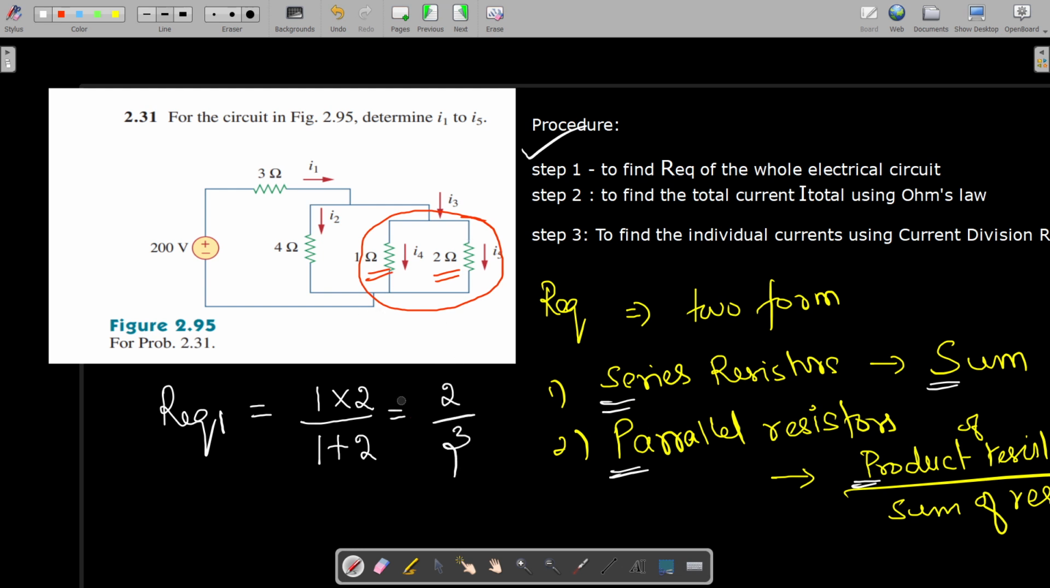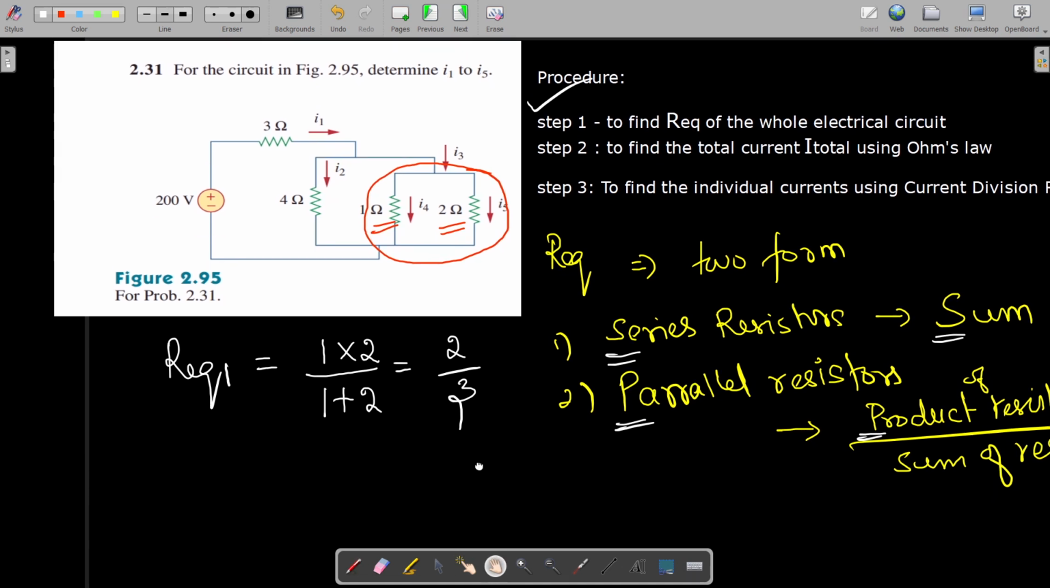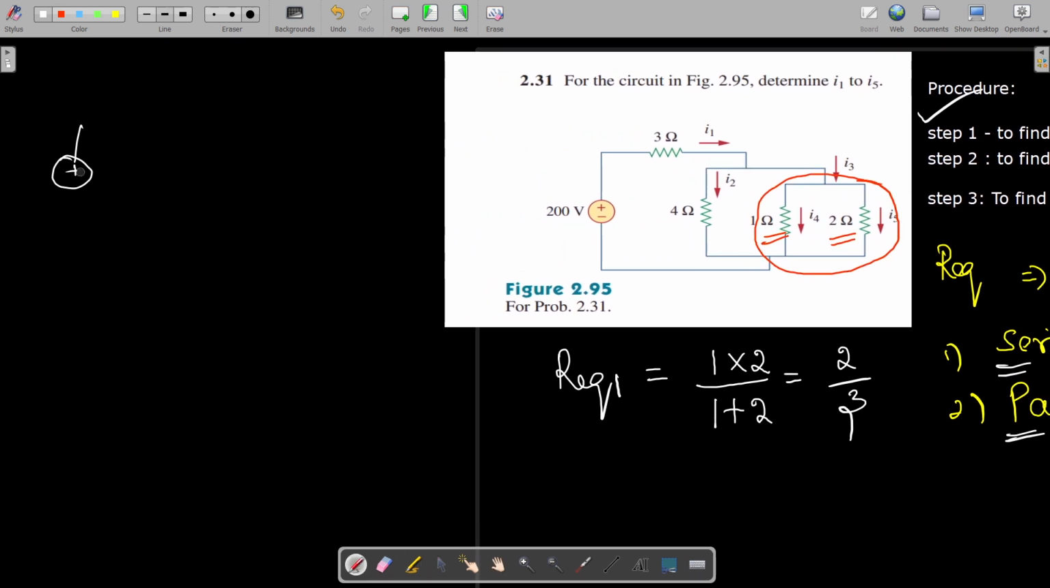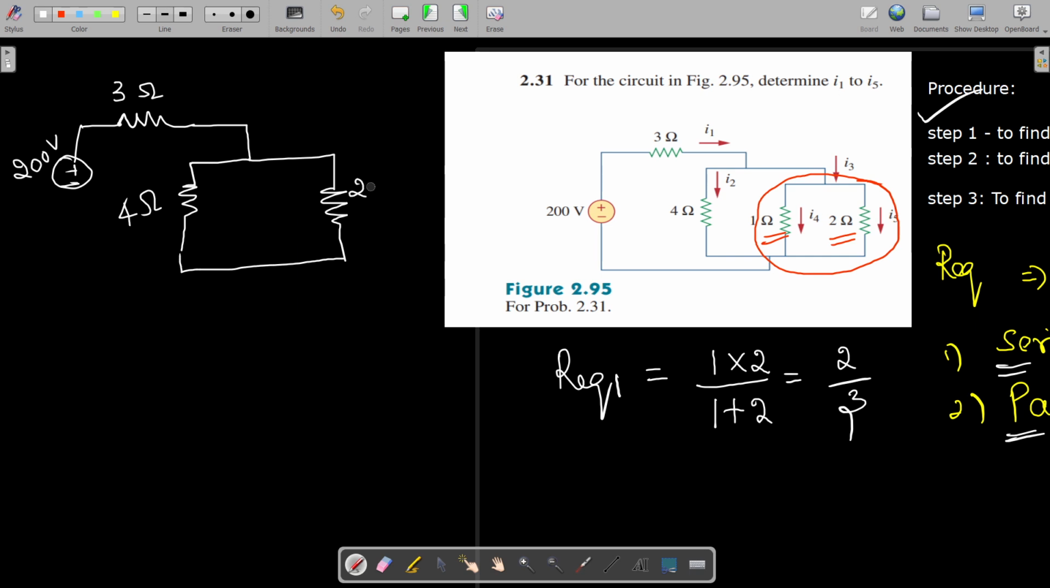Then we need to modify the circuit with the equivalent resistance, so that you will be getting this circuit as this supply 200 volts, then here you have this 3 ohm resistance, then here you have the branching, so that on this side you have this 4 ohm resistance, and here we have found the equivalent resistance, that is equal to 2 by 3 ohms, and then it is closed like this. Now for these two resistances of this branch, we need to find the equivalent. So we name it as R equivalent 2.